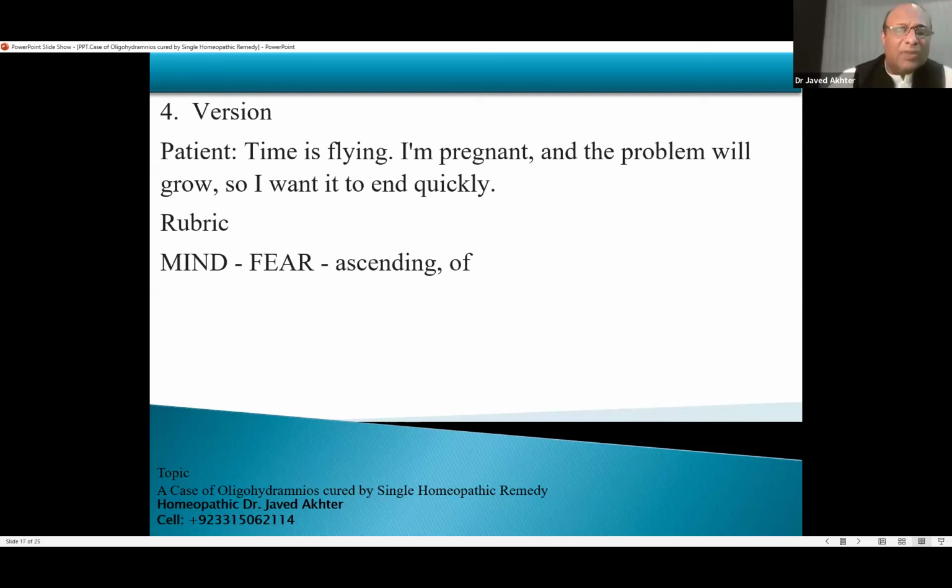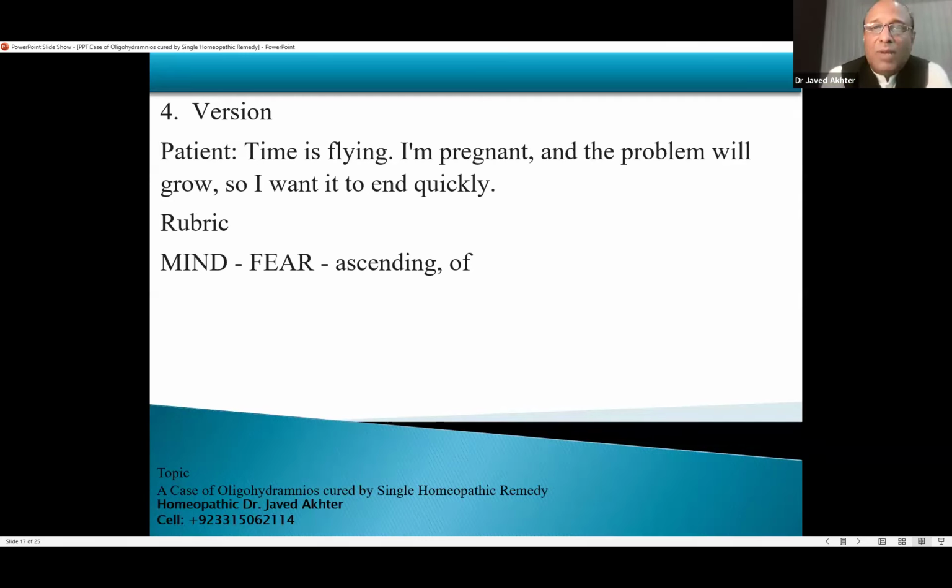And the next version of the patient is: time is flying. I am pregnant and the problem will grow, so I want it to end quickly. So it means time is flying, meaning time is very important. If it's not treated before, the problem may get worse.